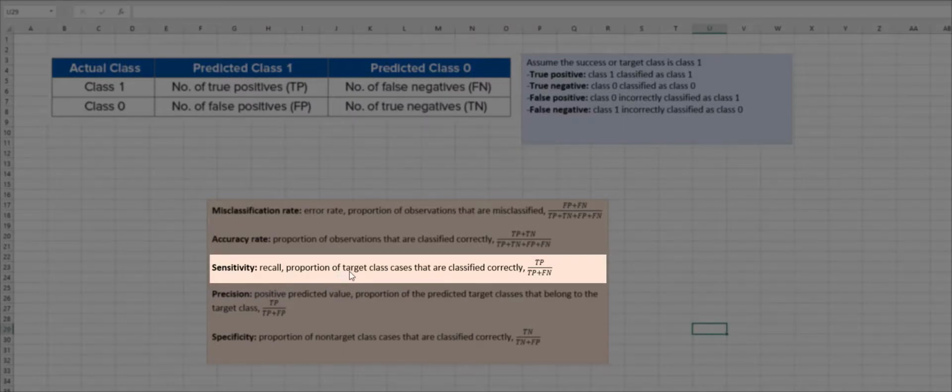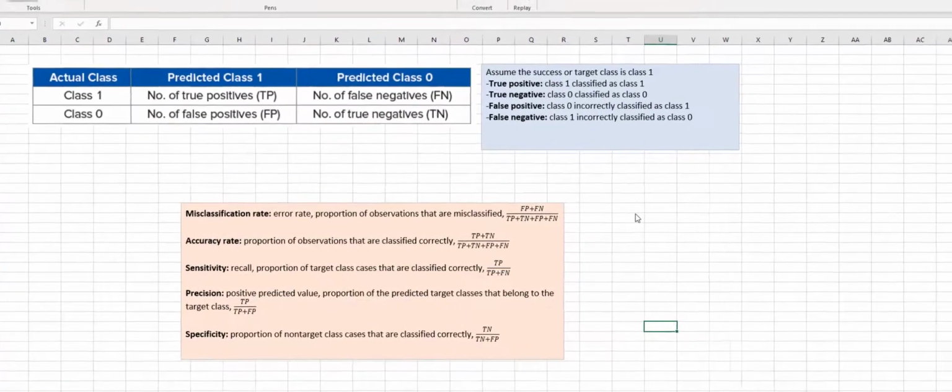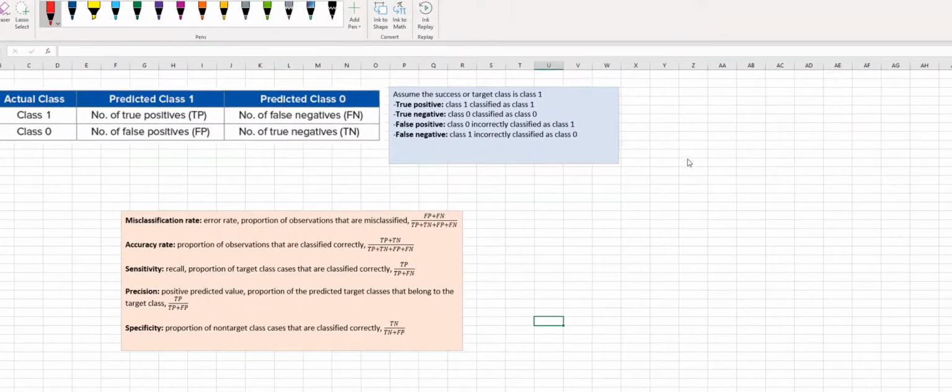Sensitivity is the proportion of target class cases that are classified correctly. Sensitivity might be confusing, so let me explain. Let's say you have a breast cancer test.